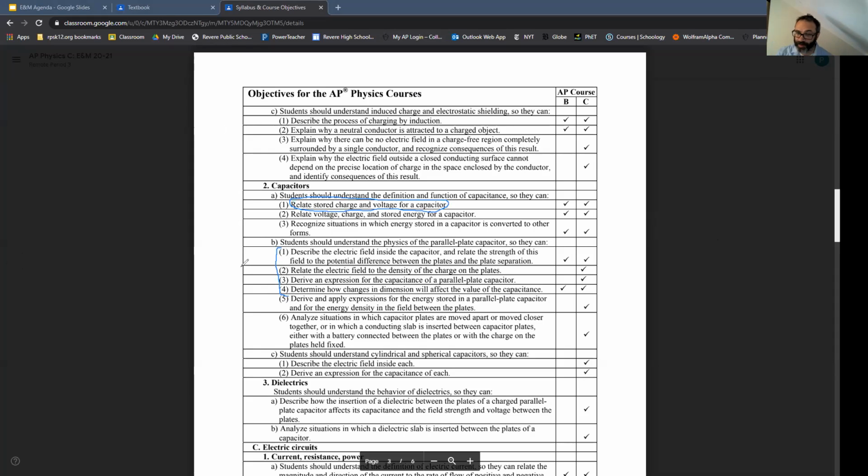We're going to be talking about a parallel plate capacitor specifically today. And we want to be able to describe what the electric field is inside that capacitor, related to the density of the charge on the plates, and derive an expression for the capacitance of a parallel plate capacitor. Those all go together. And determine how changes in dimension will affect the value of the capacitance. And we'll talk about that briefly afterwards. All right, so those are the objectives covered in today's lecture on capacitance. So let's get started.